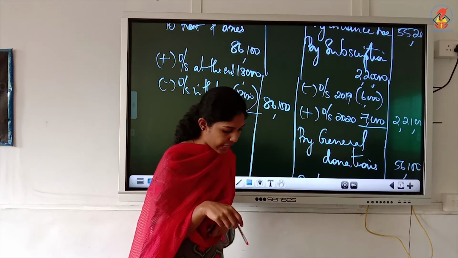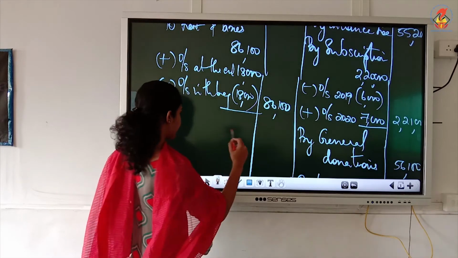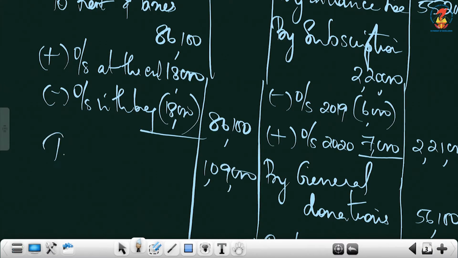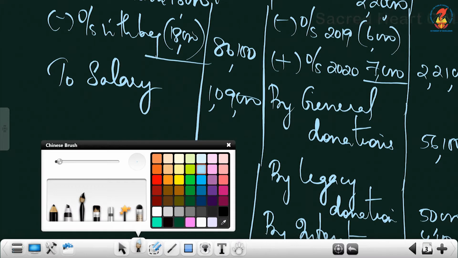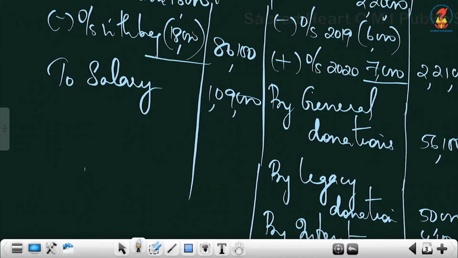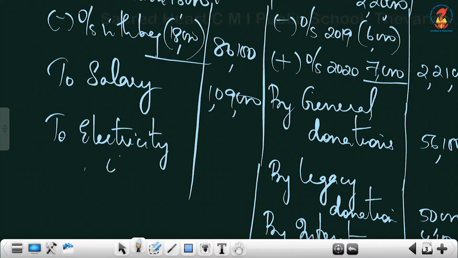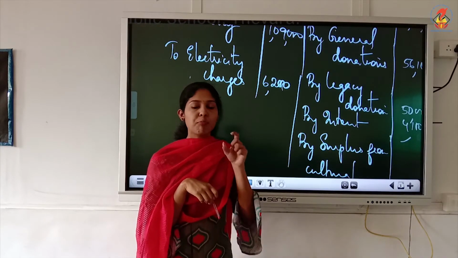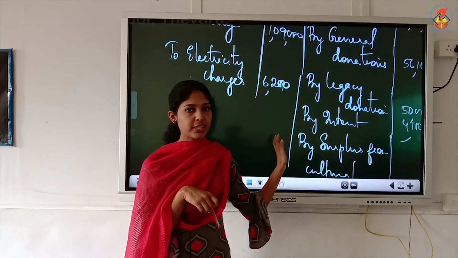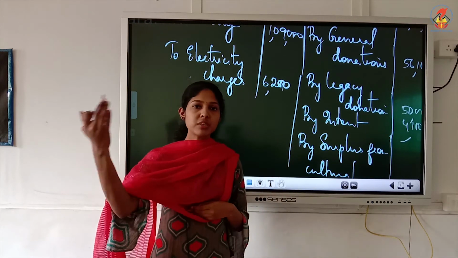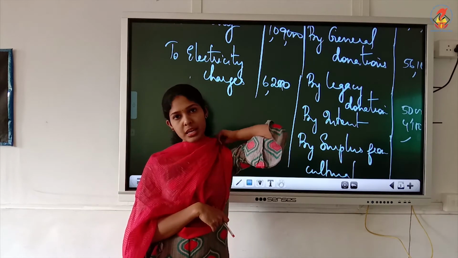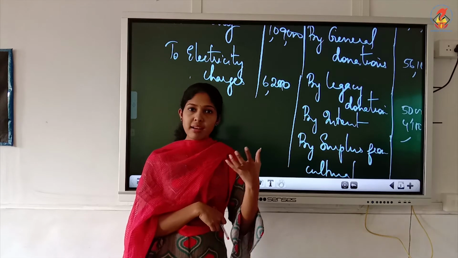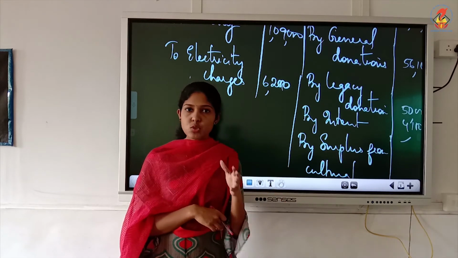Then the next one is salary, which we can directly take, that is recurring in nature, 1,09,000. Then electricity charges, the amount is 6,200. Then we have books. Books, will you consider here an income expenditure? No, you should not. See, purchase of books means it is non-recurring in nature. Unless it is a bookshop, it will be non-recurring.